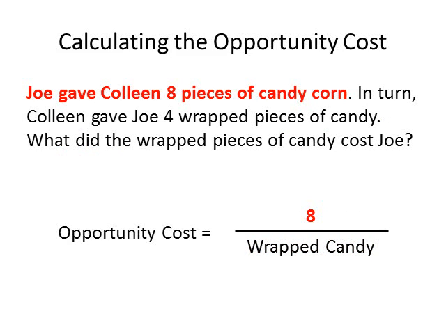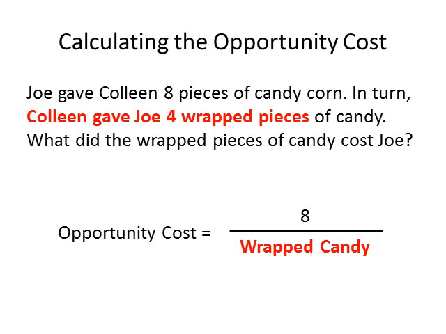Fourth step is to substitute in what Joe gave up into the formula. In this case, he gave up 8 pieces of candy corn. The fifth step is to substitute in what Colleen gave to Joe, or what Joe gained. In this case, Joe gained wrapped candy, and so we will substitute in the 4 pieces of wrapped candy into the formula. The sixth step is to divide 8 by 4, or what was given up by what was gained. So the opportunity cost of wrapped candy is 2 pieces of candy corn.